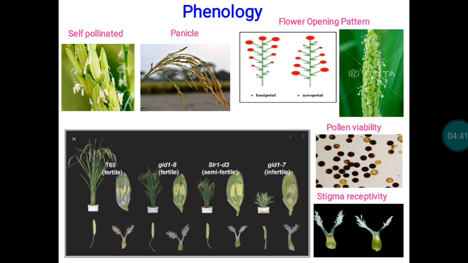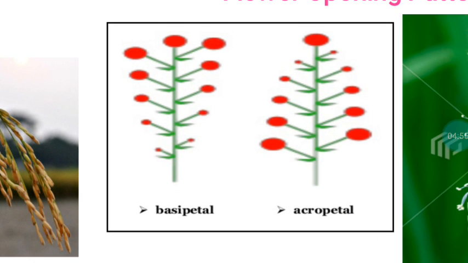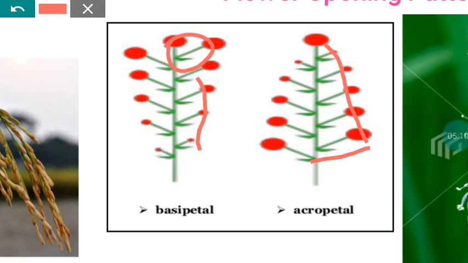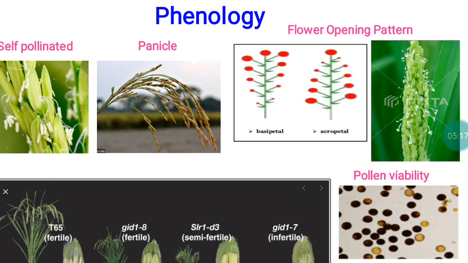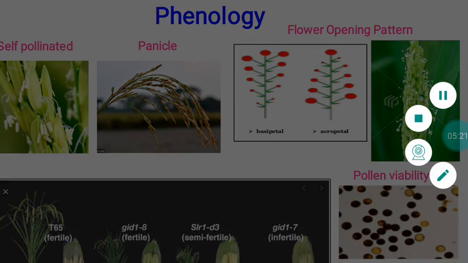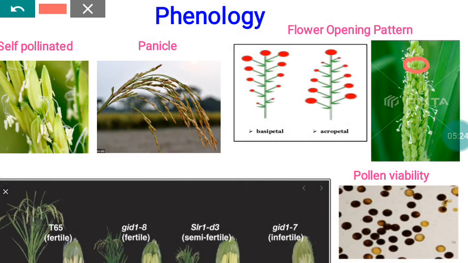These images are related to the flower and self-pollination. Here you can see acropetal and basipetal. In the case of basipetal, the topmost one opens first, and then it proceeds downward. Whereas in acropetal, the bottommost flowers open first, then proceed upward. In the case of paddy, it's of basipetal nature. Here you can see that the topmost flowers available in the panicle start opening and slowly proceed downwards, and finally the bottommost flowers will open. This is the process with reference to flower opening.